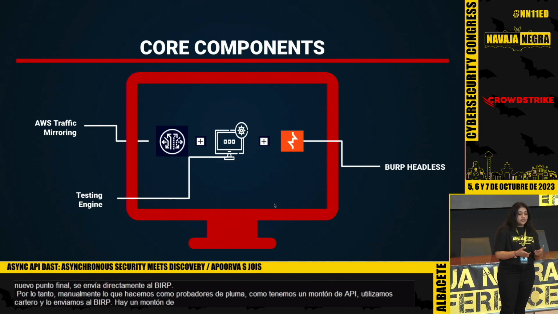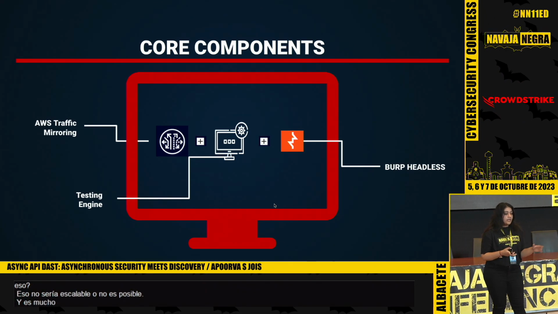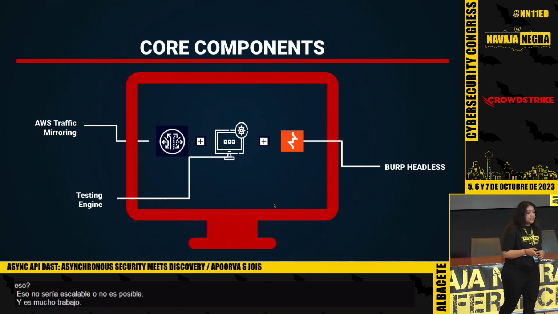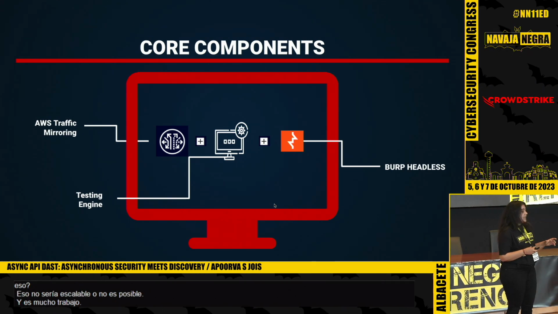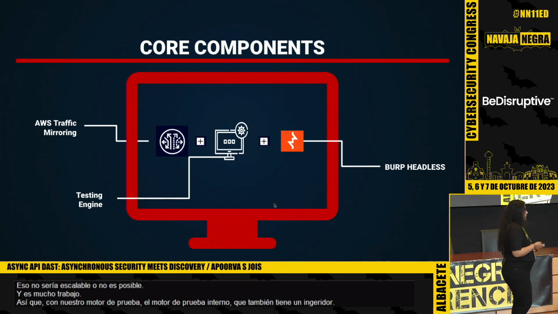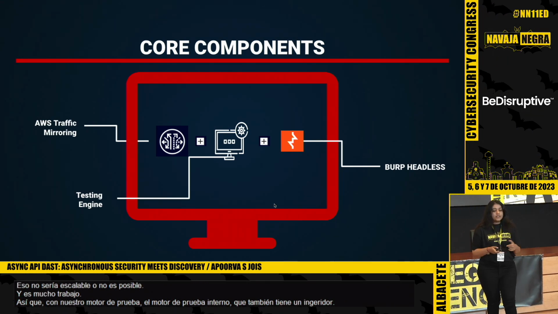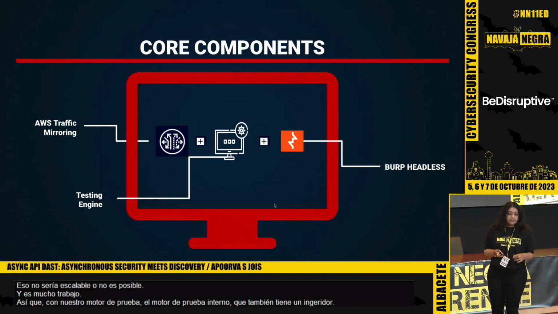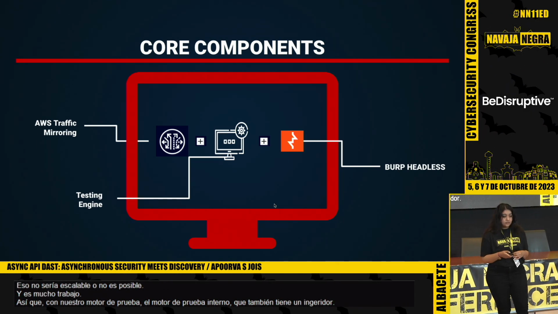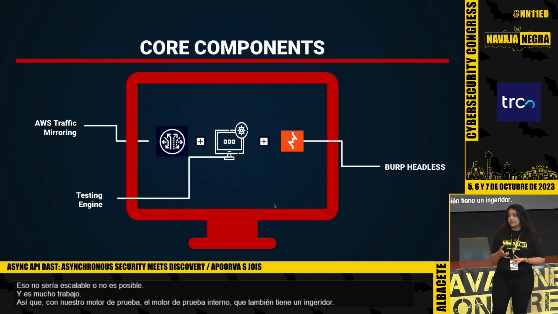So with our in-house testing engine, which has an ingester as well, it processes the traffic that comes from the AWS traffic mirroring, and it directly goes to the testing engine, where it checks with the schema. And every time a new endpoint or a parameter appears, we are alerted, it goes directly into Burp, and the active scanning begins. So these are the main three components of our tool, or our research, you can say.